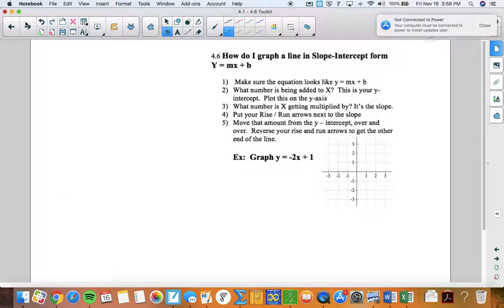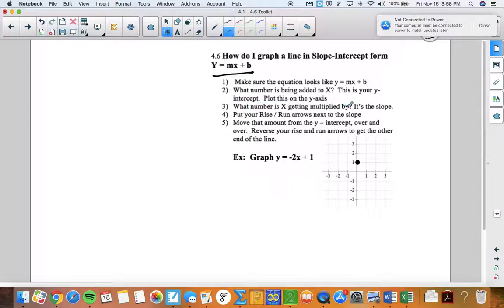How do I graph a line in slope-intercept form? Now, slope-intercept formula looks like this, y equals mx plus b. So first of all, make sure it looks like that. Make sure y is all by itself. What number is being added to x? This is your y-intercept. Plot that on the y-axis. What number is being added to x here? It's a positive 1. Now, if it said minus 5, your y-intercept would be a negative 5.